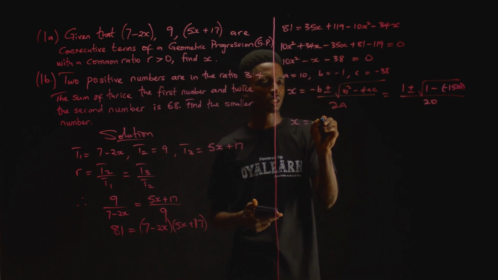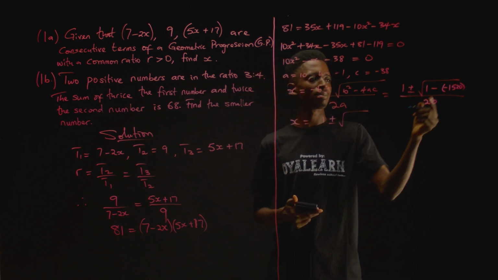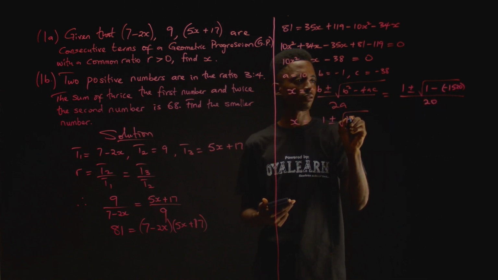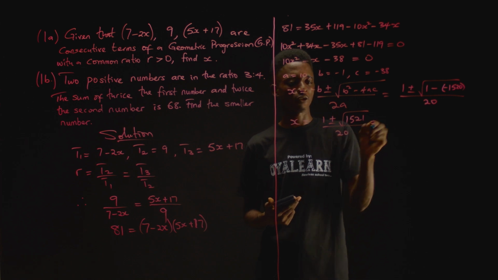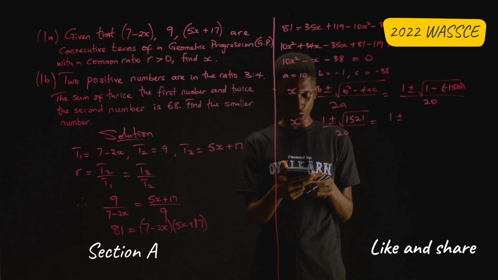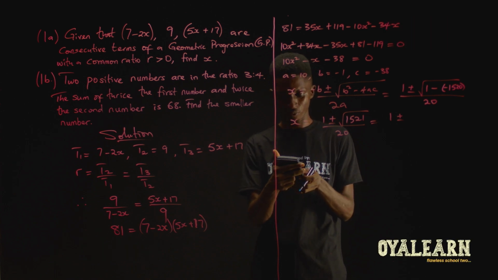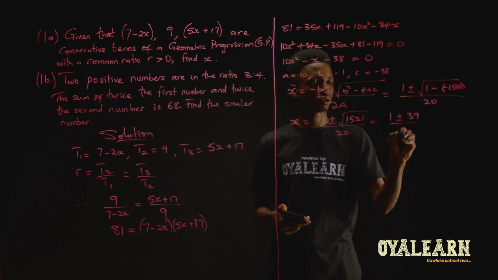Therefore, x equals 1 plus or minus square root of, now minus times minus gives us plus, and 1 plus 1520 will give us 1521, all over 20. So from here we can then say 1 plus or minus, now the square root of 1521 is 39, over 20.